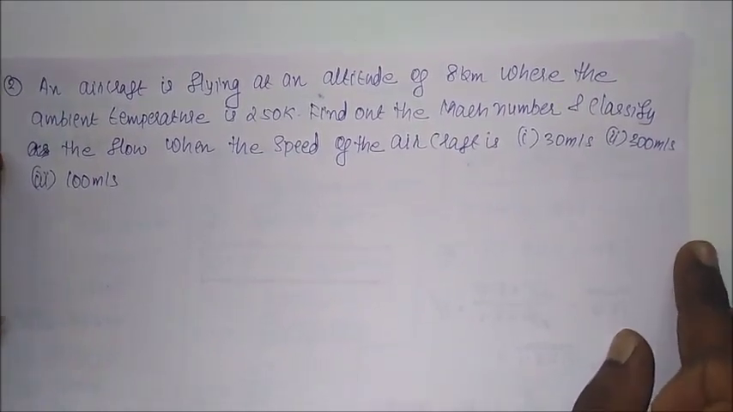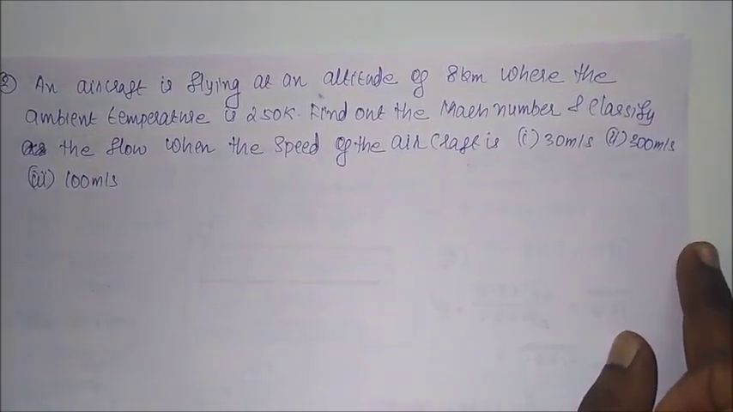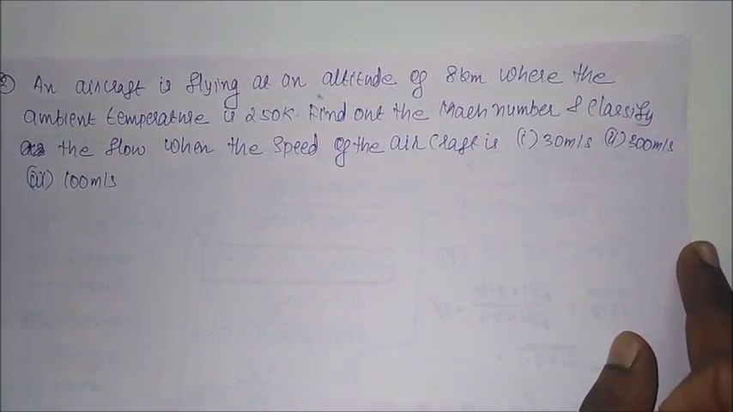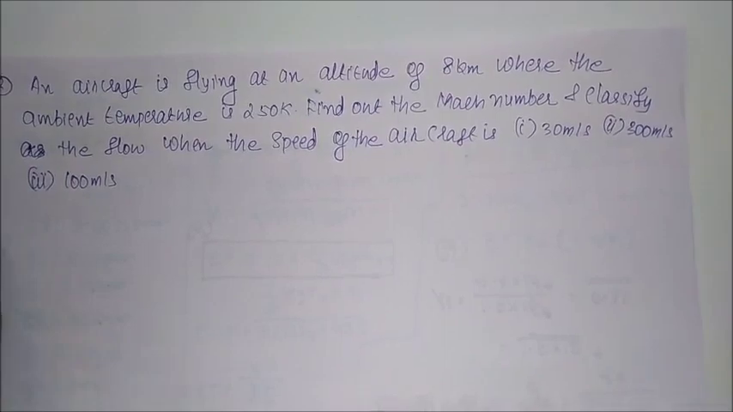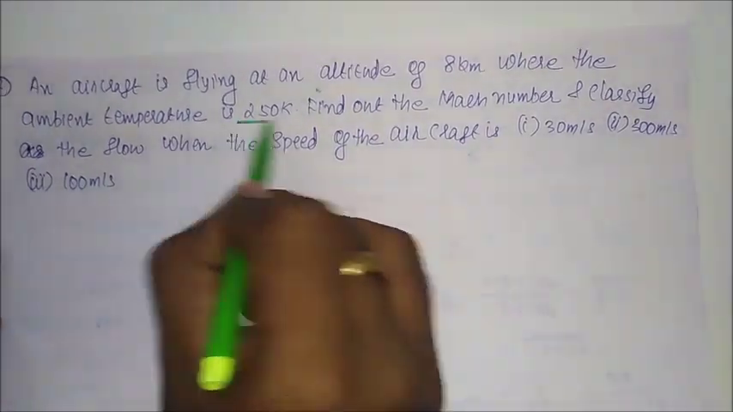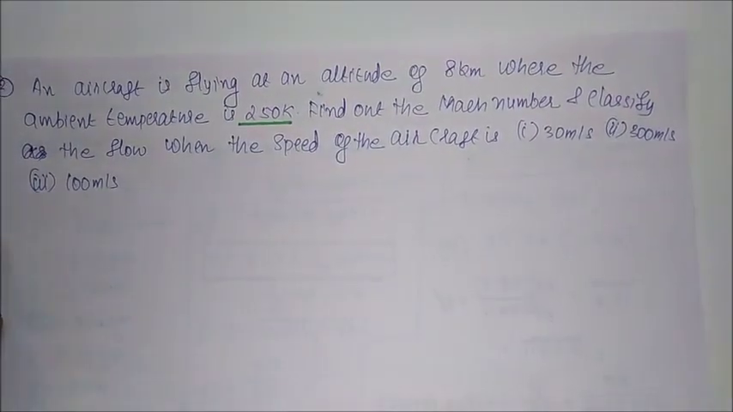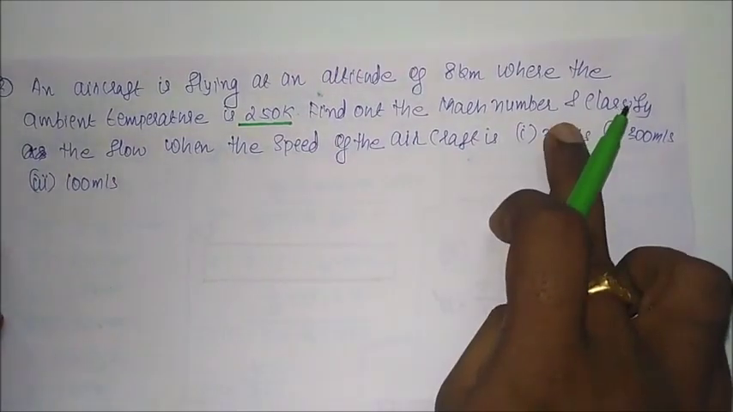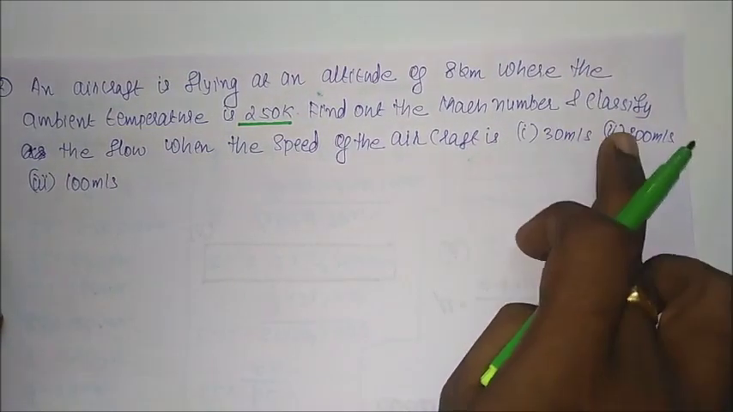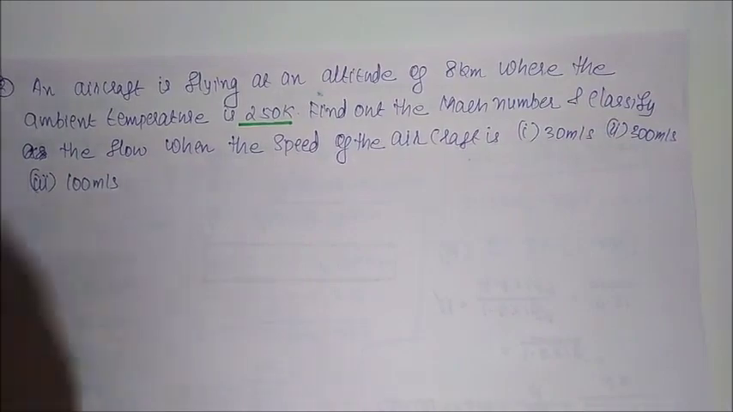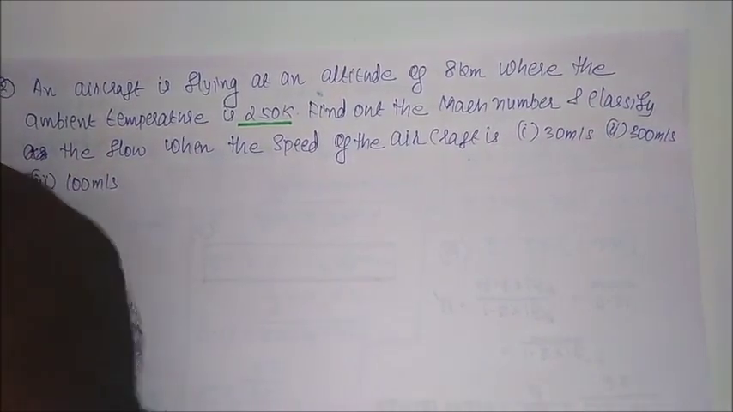An aircraft is flying at an altitude of 8 kilometer, where the ambient temperature is 250 Kelvin. That is, temperature is equal to 250. Find out the Mach number. We have to find out the Mach number and classify the flow.